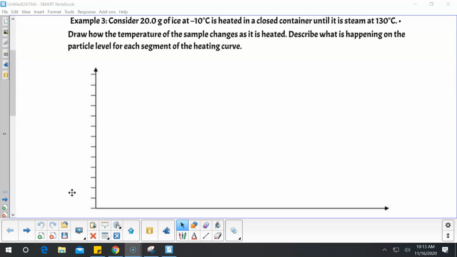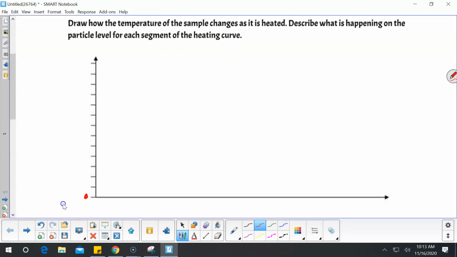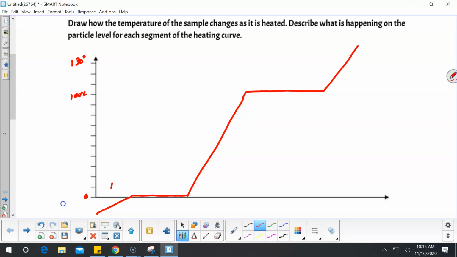Here's my 0. First I have to warm this up to 0. It's down here at -10, so I've got to warm it. Then I have to change the state. And I'm going to have to warm again. This is about 100, so we're talking about water. Change in state, and then I'm going to warm again for the last part, about 130. Okay? So we're going to make these segments: segment 1, 2, 3, 4, and 5. So we're going to go down below and look at this.